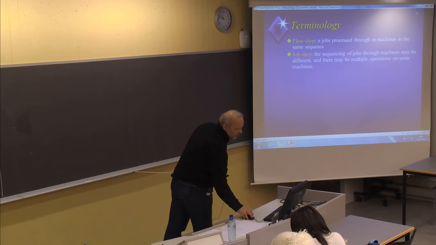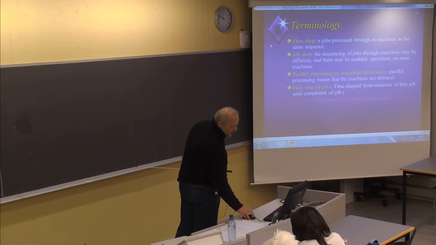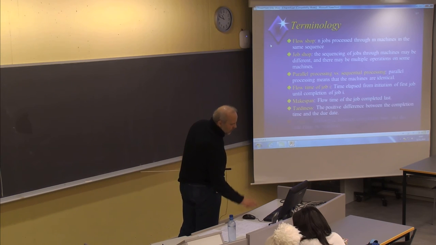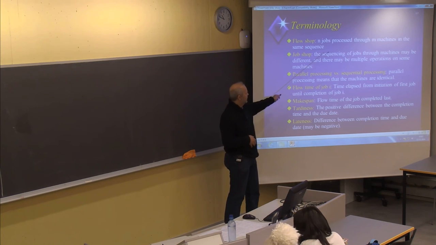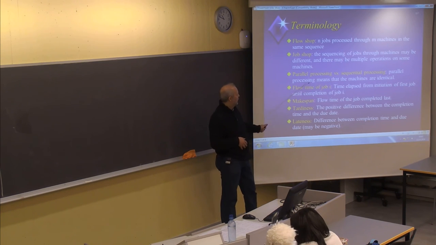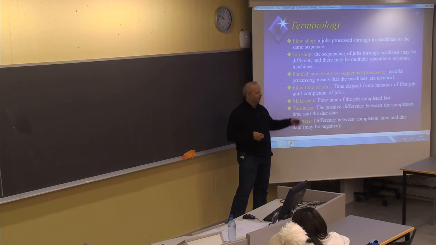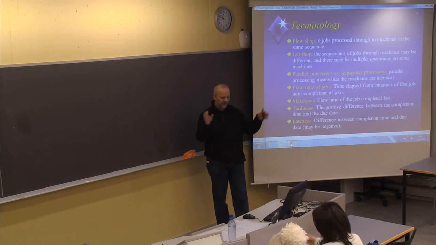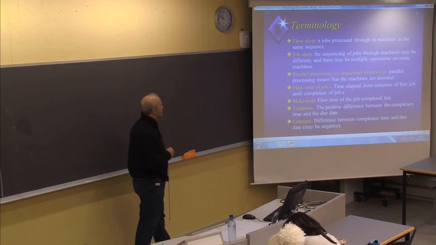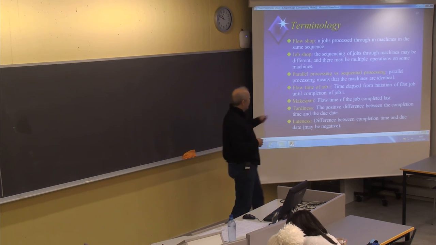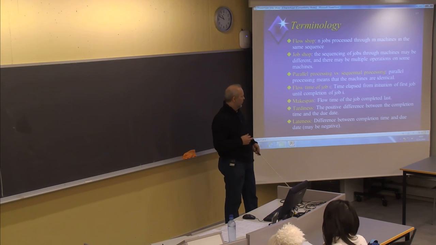Again, continuing on terminology before we start on the examples, we might have parallel processing or sequential processing. Parallel: you can do things in parallel, you have identical machines, so you can run different production lines, produce the same on different machines. Or you might have a sequential processing, you need to finish in one machine before you continue on the next machine.